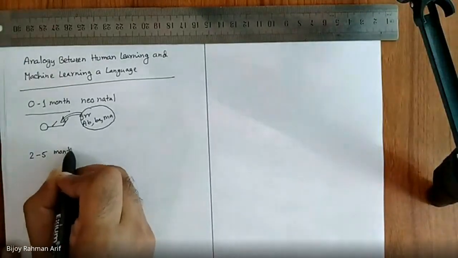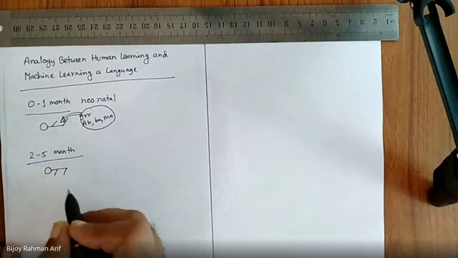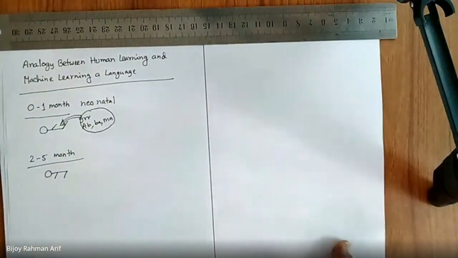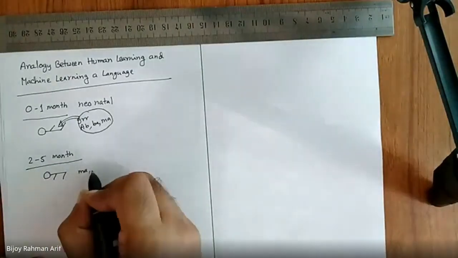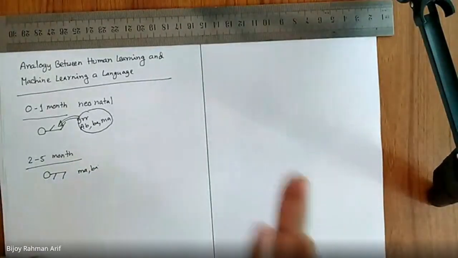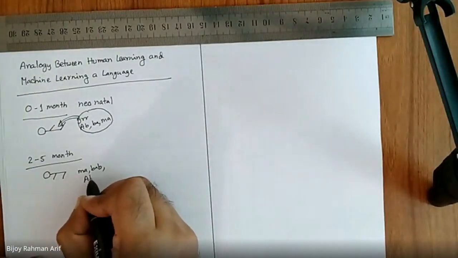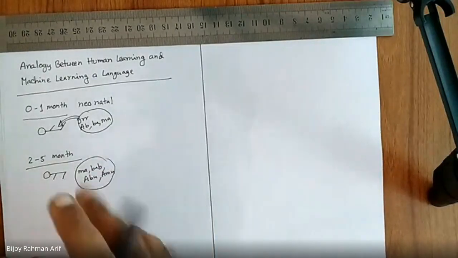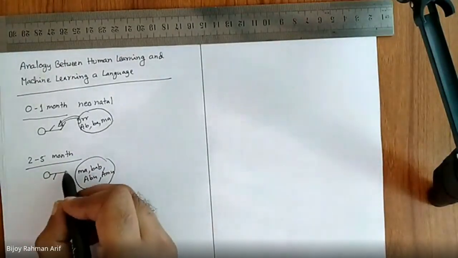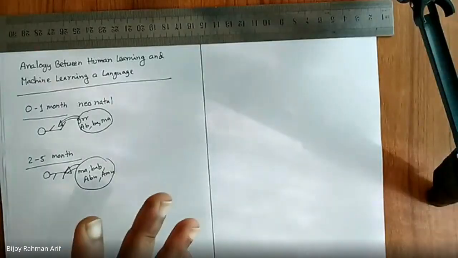Then when they are getting 2 to 5 months, they start uttering some words. Very simple words like ma, baba, ba. Now actually baba is a very difficult one. Bab, abbu, ammu, those kind of things. But those are not completely meaningless. Now we can understand they are mentioning their mom. Now we also understand they are mentioning their father.